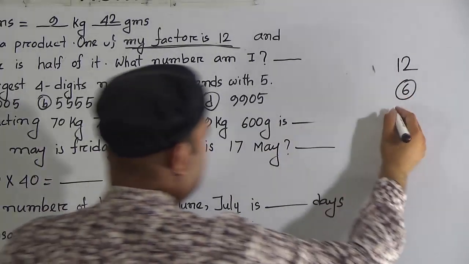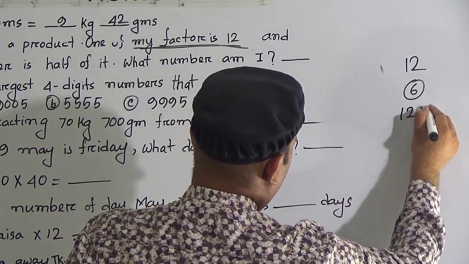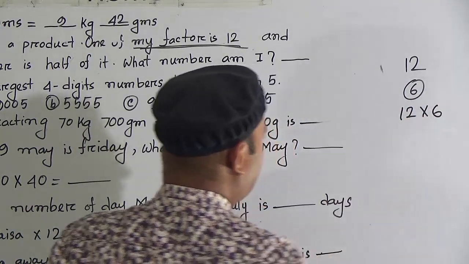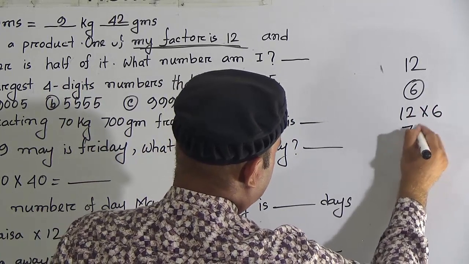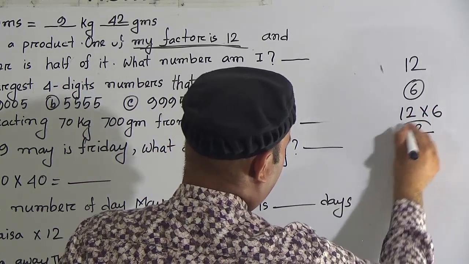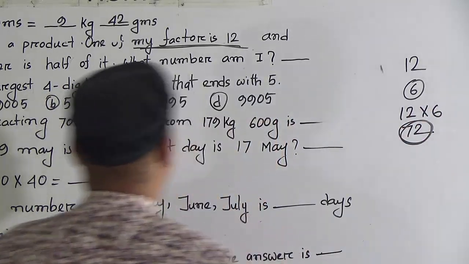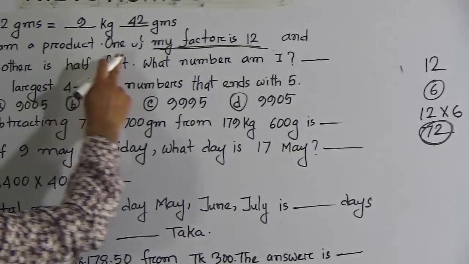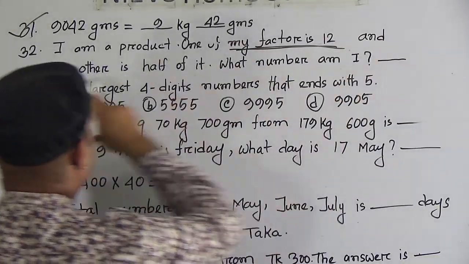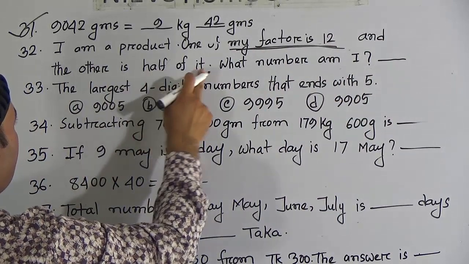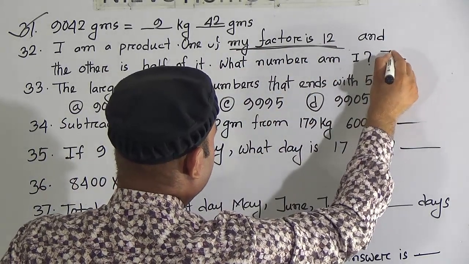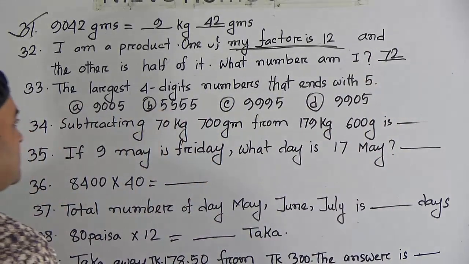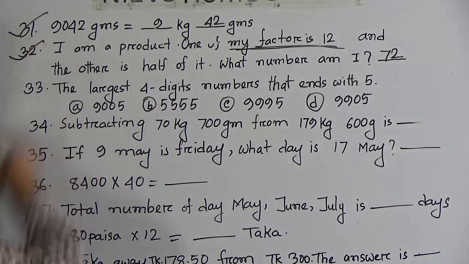So one factor is 12 and the other one is 6, which is half of 12. Now the number is 12 multiplied by 6, because I am a product, and we know that 12 times 6 is 72. So the required answer is 72. Hope you understood this one.